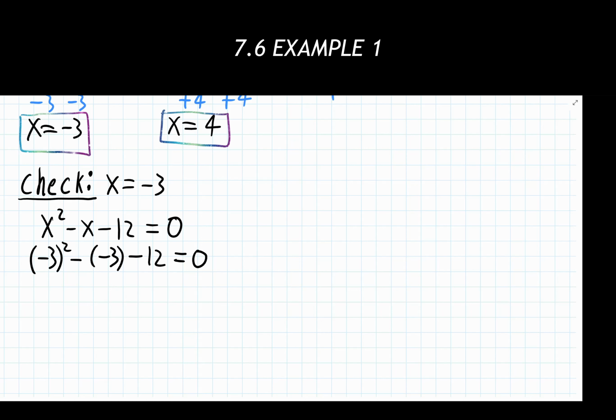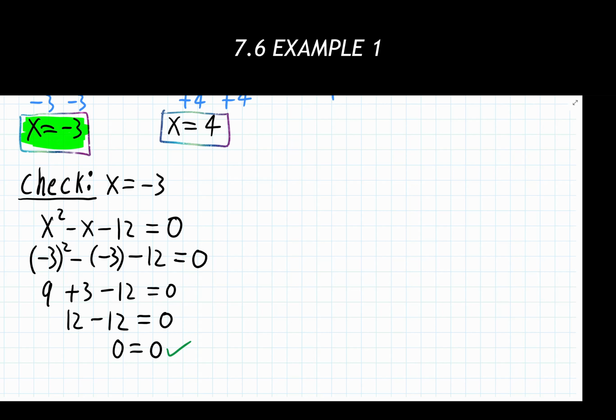So we go through and we're simplifying this down. We have negative 3 to the second power. That's going to give us 9. A negative and a negative makes a positive, so I'm going to be adding 3 equals 0. I'm getting 12 minus 12 is equal to 0, and I'm getting 0 is equal to 0. So great. X equals negative 3 is a correct final answer, or is one of our correct answers here. Let's go through and check the other one. Because we have two potential answers, let's make sure they work.